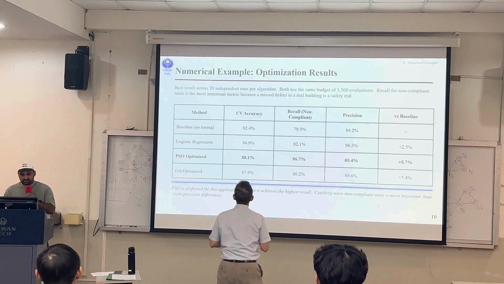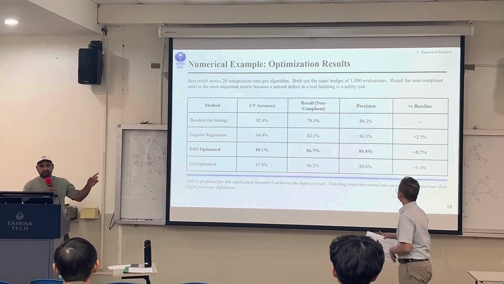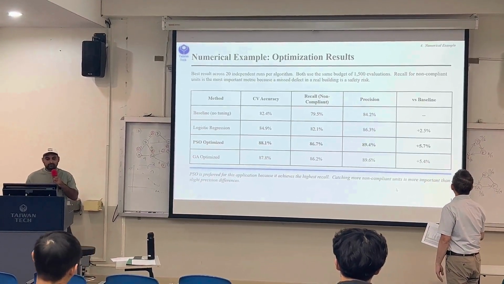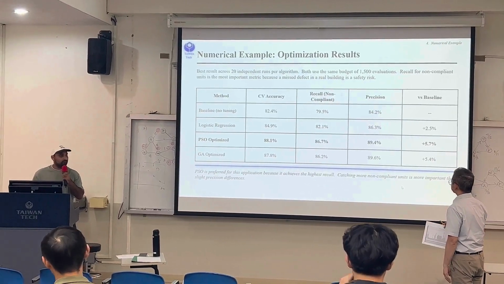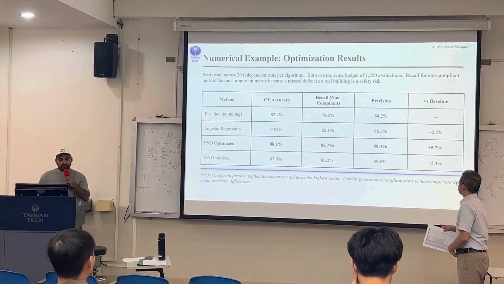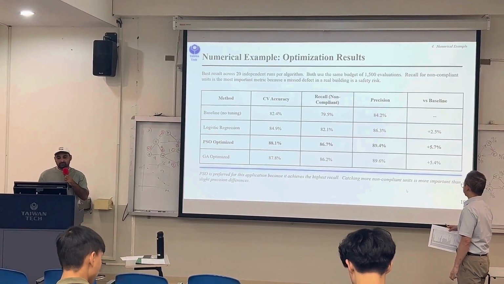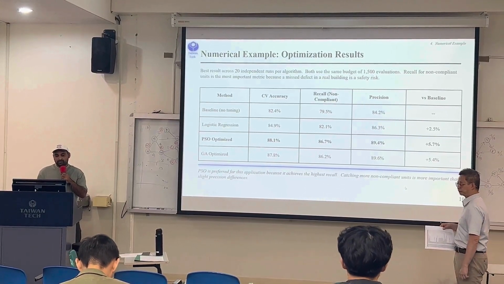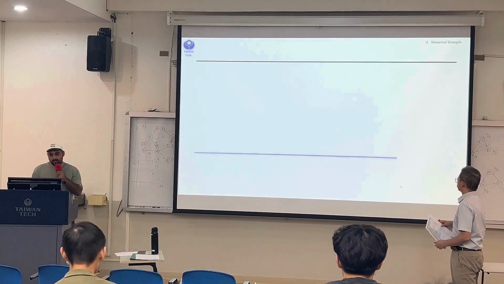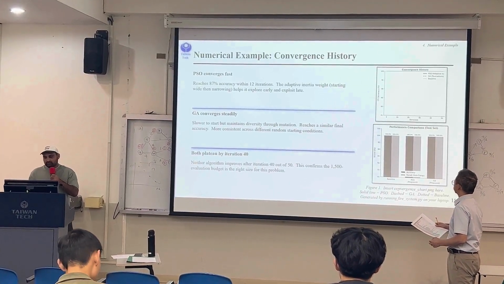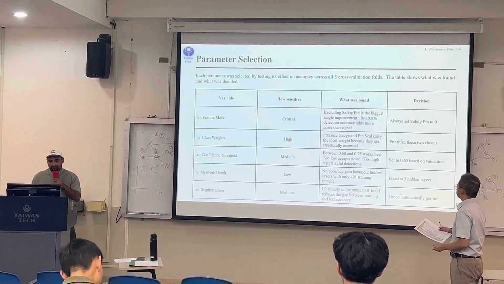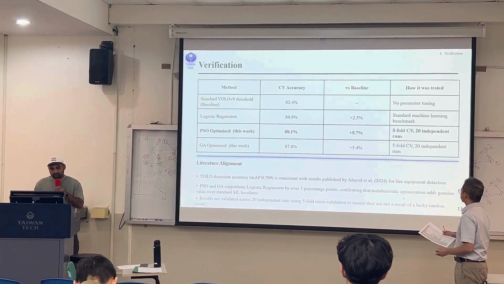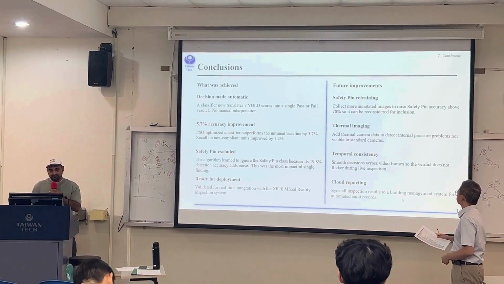Optimization results, baseline, as I already showed you, 82.4%, and logistic regression, 84.9, optimization for PSO, 88.1, which is one of the important parts of this project, and GA optimization, 87.8 for the accuracy. I already showed this one, so I will skip it, and I also showed you the features. So I will go directly to the conclusions because of the time limit.